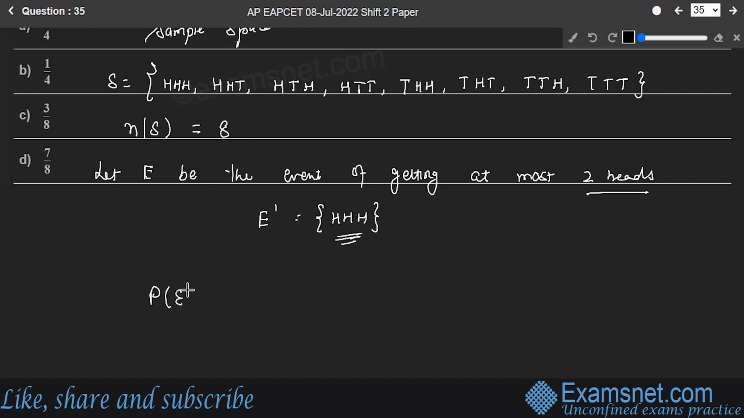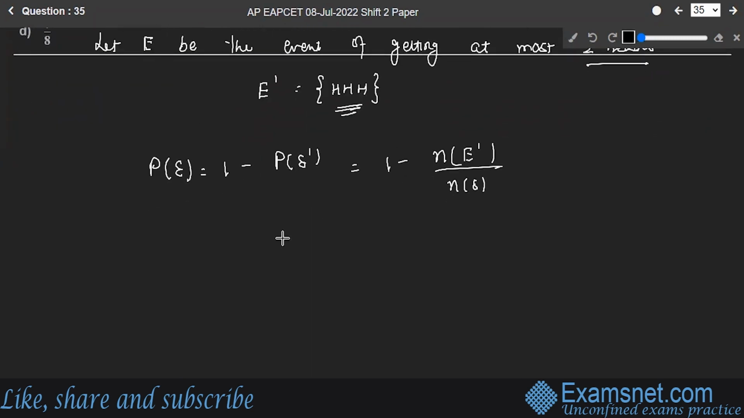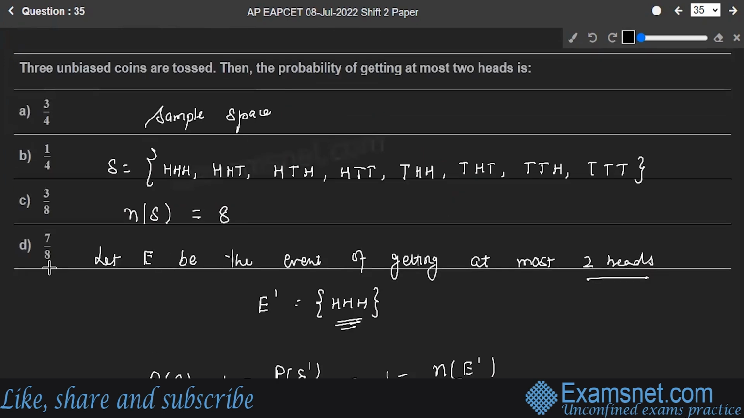So the probability of the event to happen is given by 1 minus the probability of the event not to happen. So 1 minus n of E dash upon n of S, that is equal to 1 minus 1 by 8, or this is equal to 7 by 8. This is the answer to our problem, option D. Right? Next is question number 36.